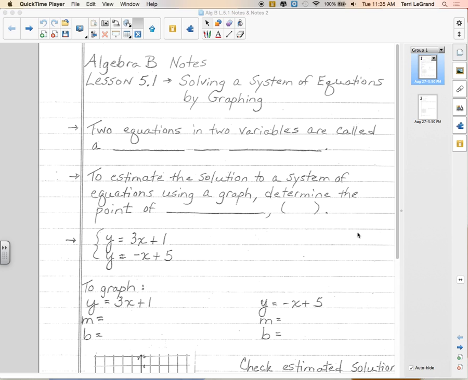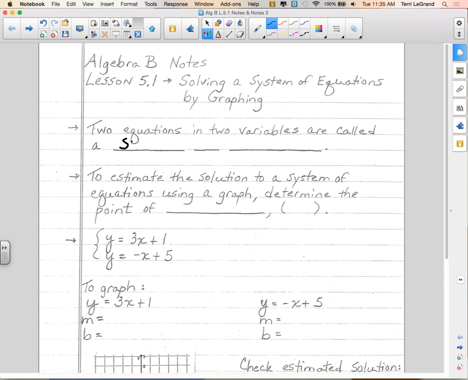So two equations, so we're going to work with two equations at a time, with two variables, we're going to have an x and a y, are called a system of equations. Fill in the blank. System of equations.